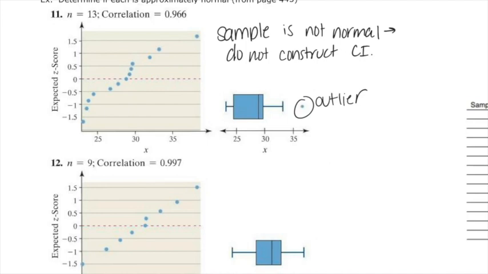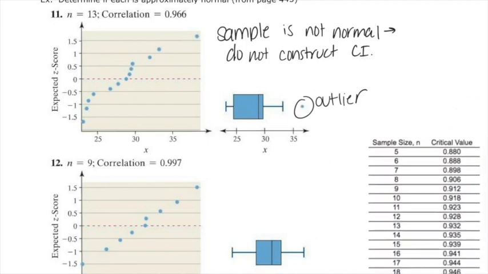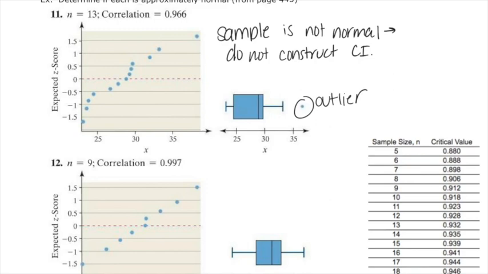Using the next one, our box plot has no outliers, so then we look at our normal probability plot. Now, these data points look pretty linear here, but we're going to use that table and our correlation coefficient to verify that. So for a sample size of 9, our critical value is 0.912. Since our correlation coefficient is greater than our critical value, then we can say that our data is approximately normal and we're good to go constructing a confidence interval.